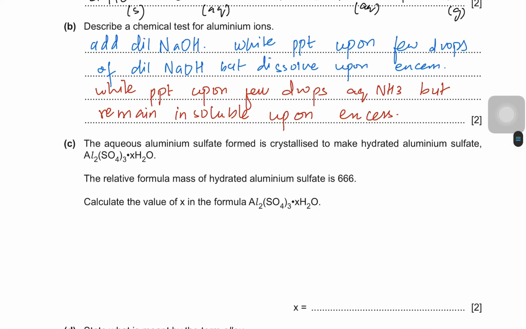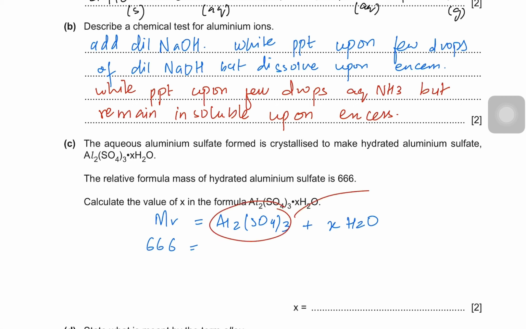The aqueous aluminium sulfate formed is crystallized to make hydrated aluminium sulfate, Al2(SO4)3·XH2O. The relative formula mass of hydrated aluminium sulfate is 666. Calculate the value of X in the formula. So we know Mr equals aluminium sulfate plus X times H2O. 666 equals aluminium sulfate's Mr. Let's calculate the Mr of this portion. It's going to be 2 times 27 plus, there are three sulfurs here, so 3 times 32, and 12 oxygens overall, so 12 times 16.